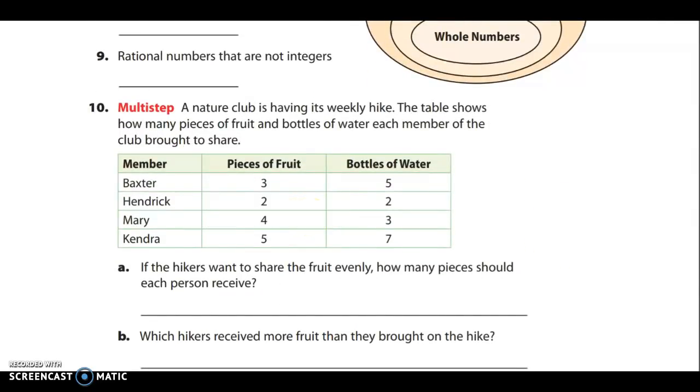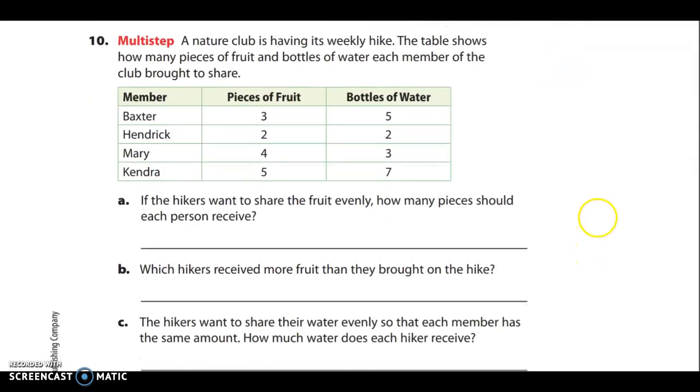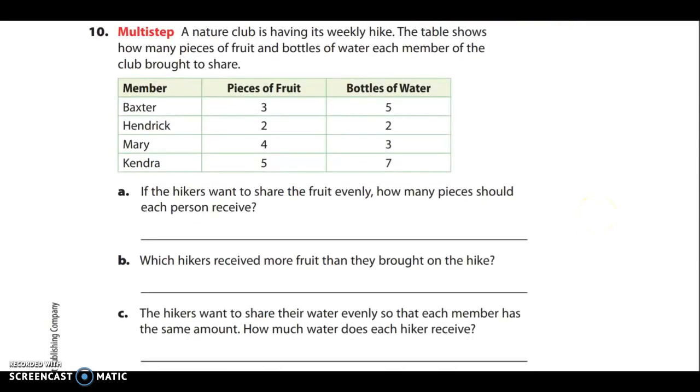All right, let's check out number 10. A nature club is having its weekly hike. The table shows how many pieces of fruit and bottles of water each member of the club brought to share. And you'll see the 4 different members, and they each brought some fruit and water. And A says, if the hikers want to share the fruit evenly, how many pieces should each person receive? So the first thing you need to do is figure out the total. And they don't really give you room for that, but you could squeeze it in. How much total fruit is there?